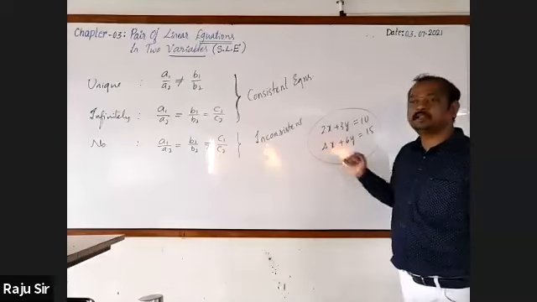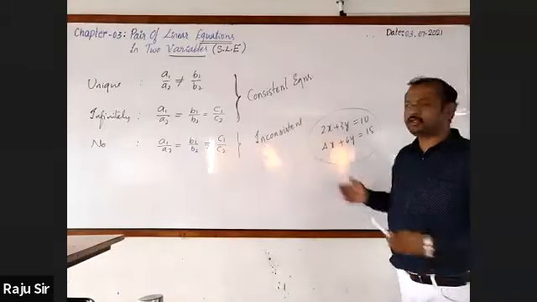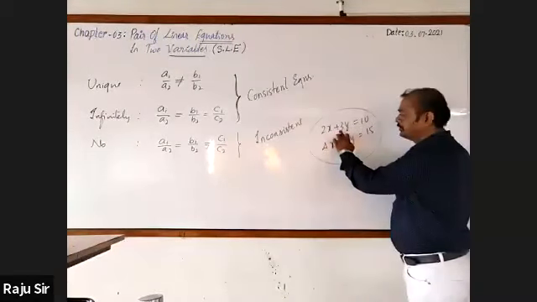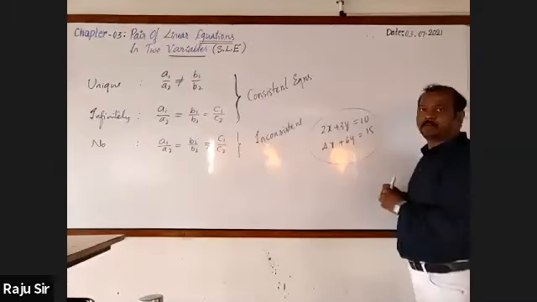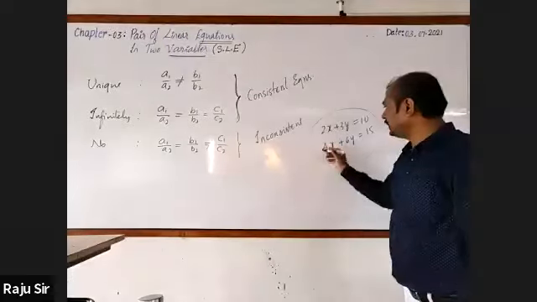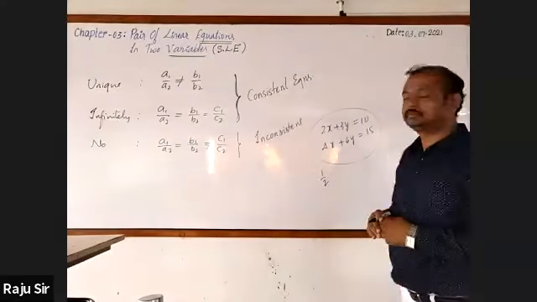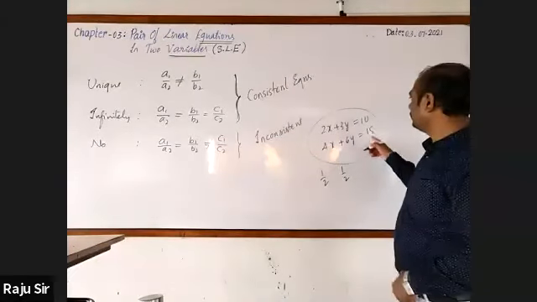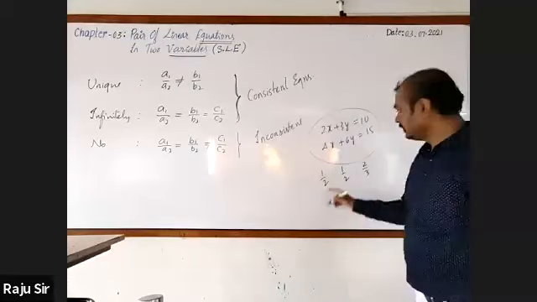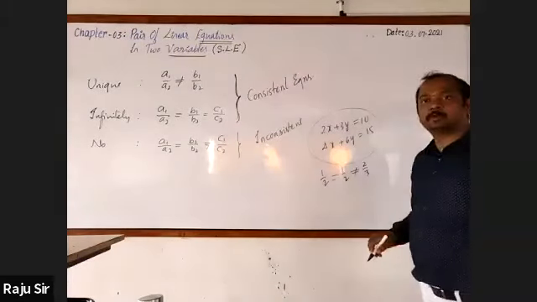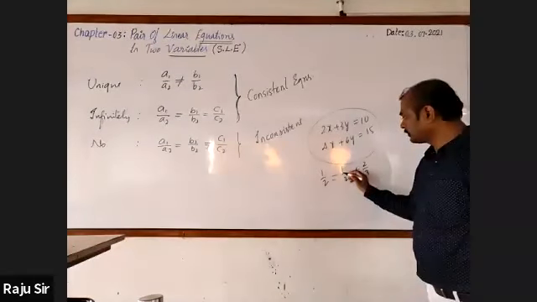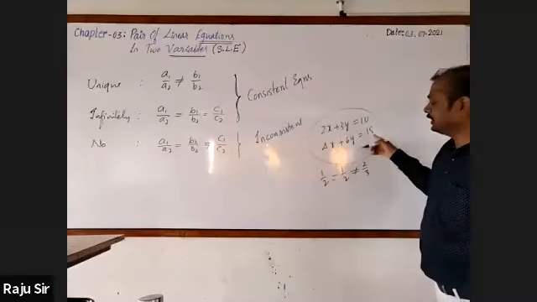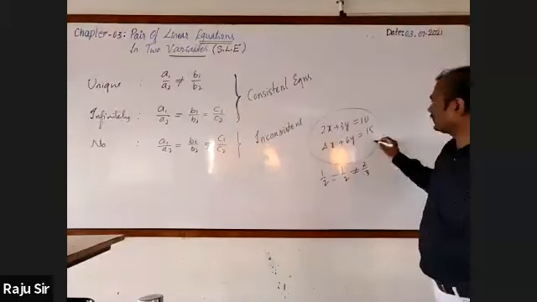Inconsistent, sir. To decide that directly, you have to find out the ratios A1 by A2, then B1 by B2, and C1 by C2. A1 by A2, 2 by 4, that is 1 by 2. Then 3 by 6, that is 1 by 2. 10 by 50 is 1 by 5. So these two are equal and not equal to the third. A1 by A2 is equal to B1 by B2, but not equal to C1 by C2. Therefore, you can say the equations are inconsistent.